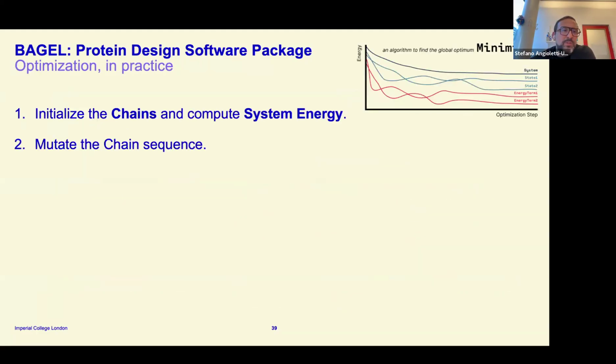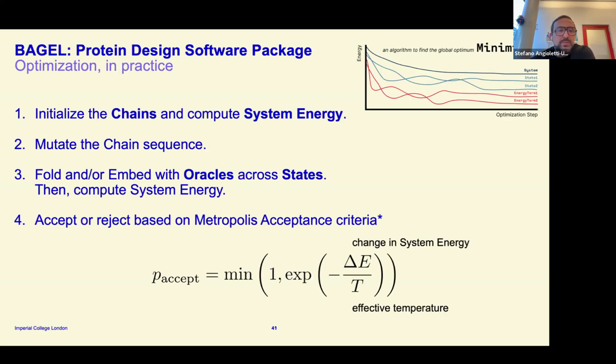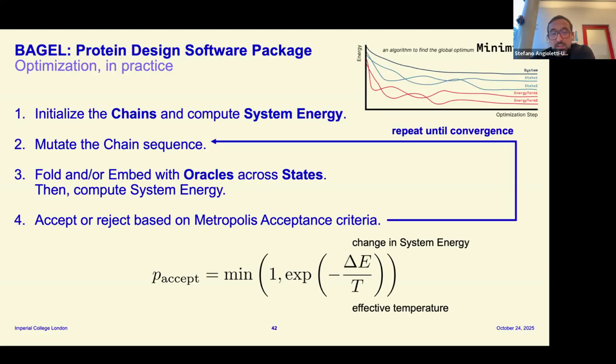This is just a summary of how the optimization effectively works. So we start with some chains, some initial sequence, and compute the system energy. You mutate the chain, you fold the chain or embed with oracles across states. So basically, you compute the system energy, and then you accept or reject based on a Monte Carlo acceptance criterion. And that's it. It's nothing more than this. So this part is extremely simple. And then you keep iterating between point 4 and point 2 until you reach convergence. Convergence just means that at some point you will see that the energy of the system will stabilize, will more or less plateau, and that's it. At that point, you stop.